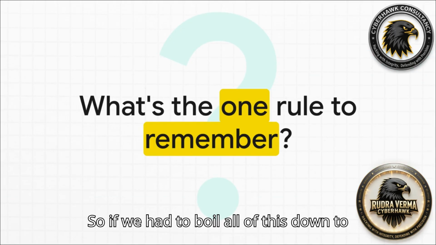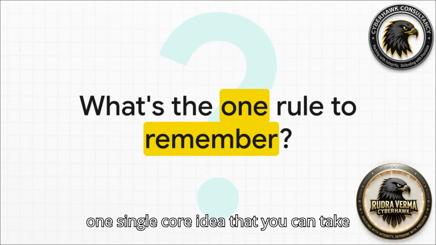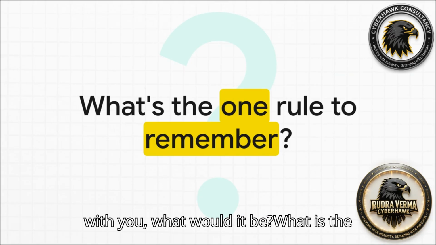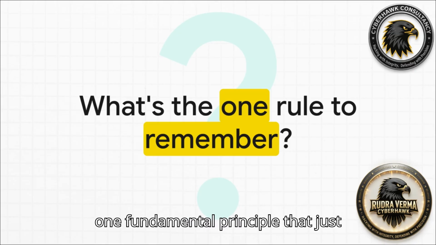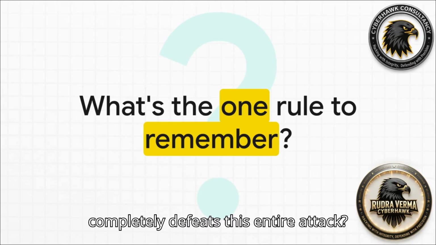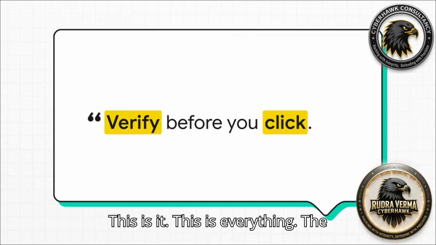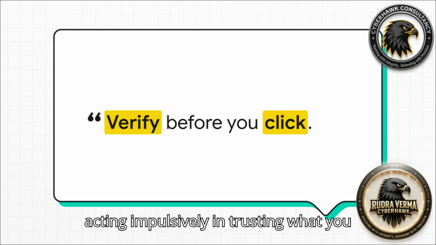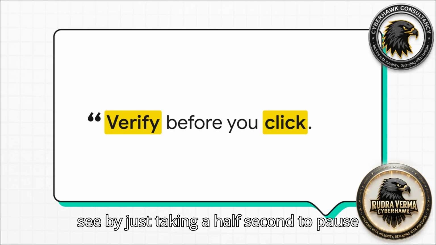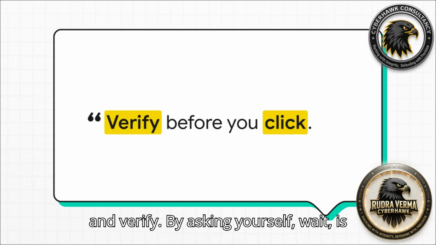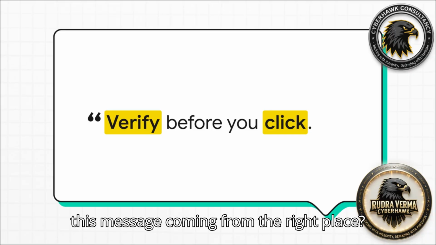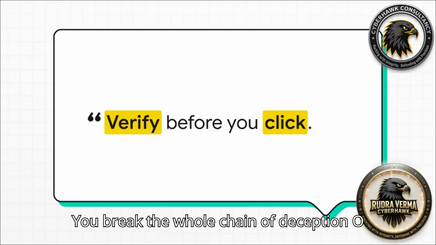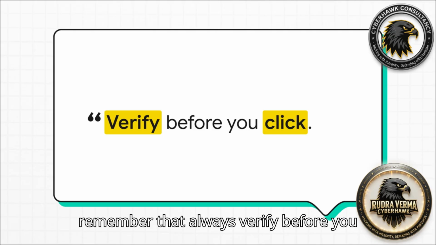So if we had to boil all of this down to one single core idea that you can take with you, what would it be? What is the one fundamental principle that just completely defeats this entire attack? This is it. This is everything. The entire ClickFix attack depends on you acting impulsively and trusting what you see. By just taking a half second to pause and verify, by asking yourself, wait, is this message coming from the right place? You break the whole chain of deception. So remember that. Always verify before you click.